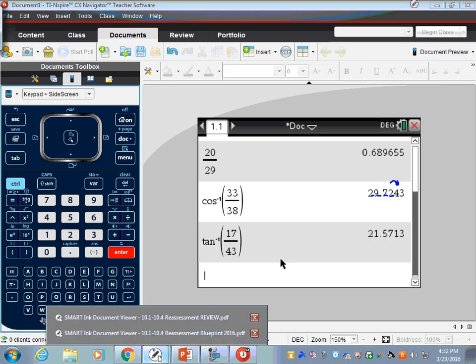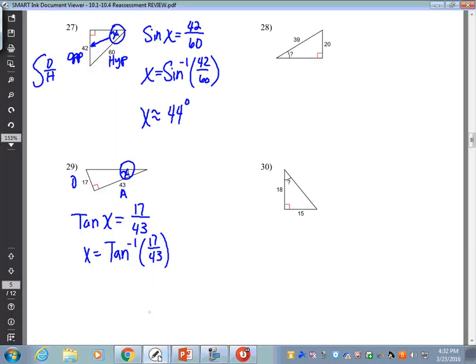Oops, wrong one. So 30 is going to be your responsibility. 30 would be your responsibility. I forgot to write that. 22 degrees.